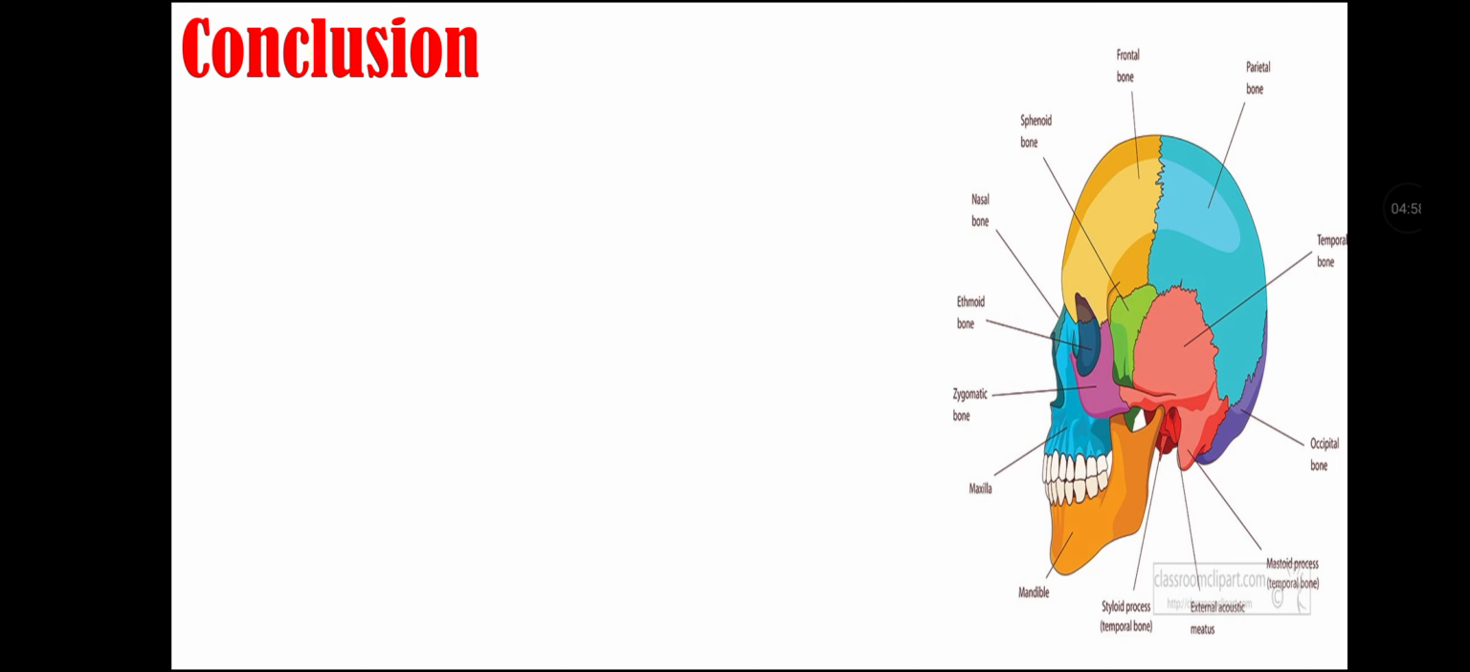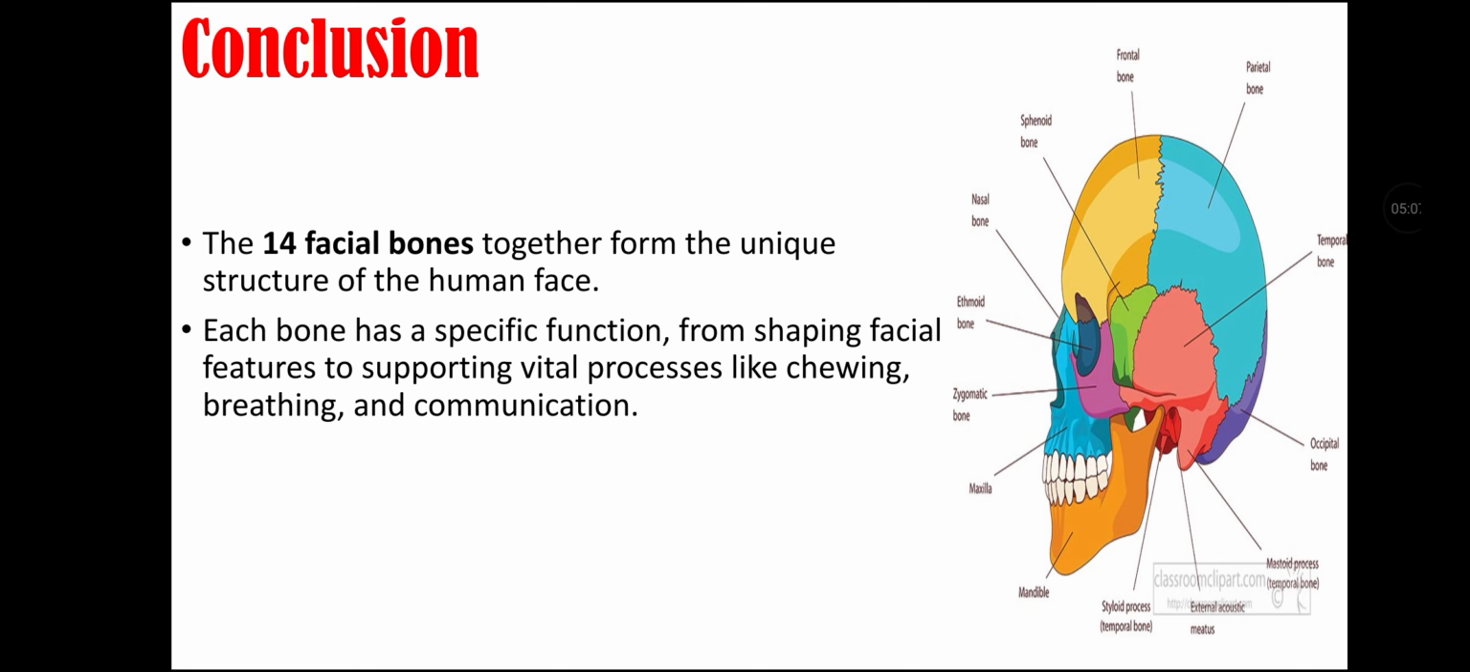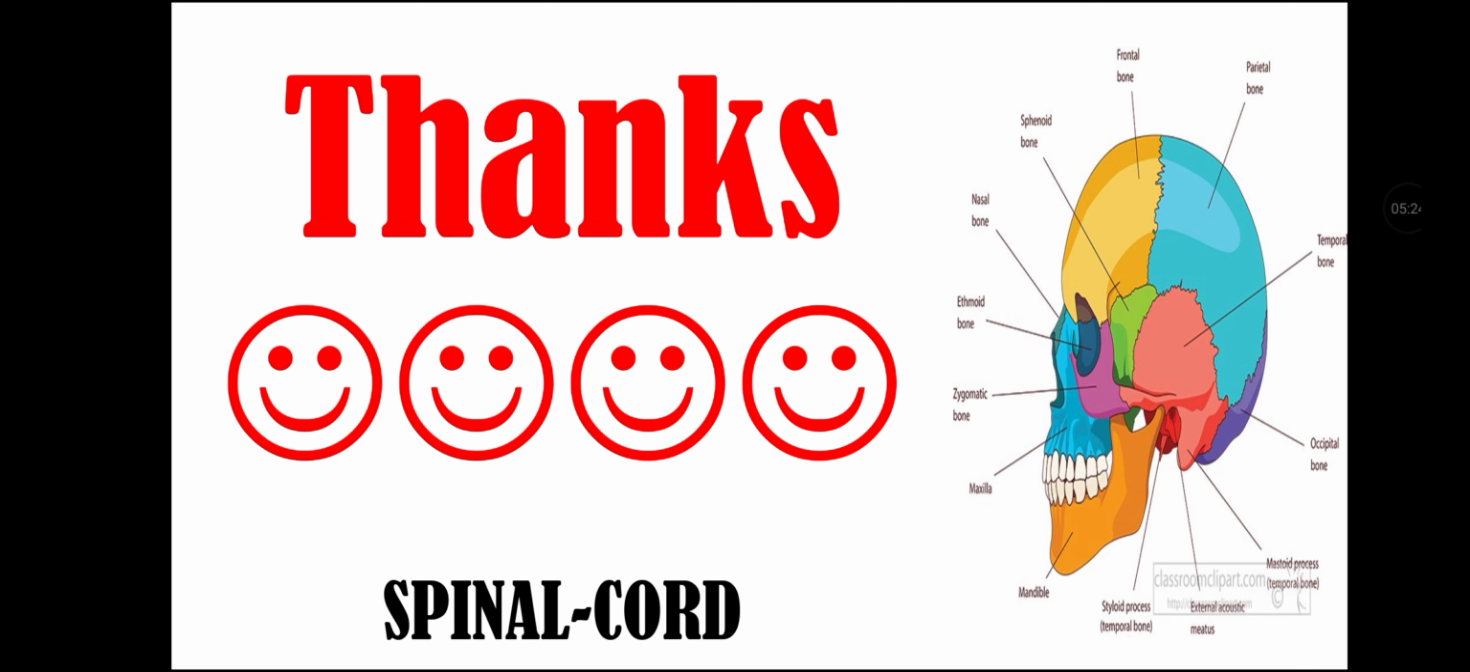Conclusion of this lecture video. There are 14 facial bones together that form the unique structure of a human face. Each bone has a specific function from shaping facial features to supporting vital processes like chewing, breathing, and communication. Mandible and vomer are unpaired bones, while the remaining 12 bones are paired bones, collectively ensuring that the face is both strong and functional. And this was all about facial bones.